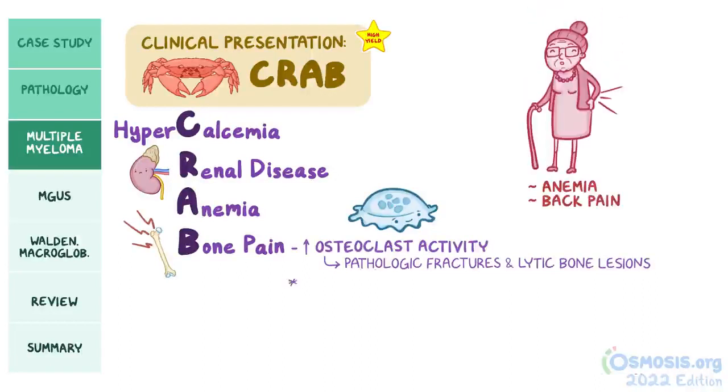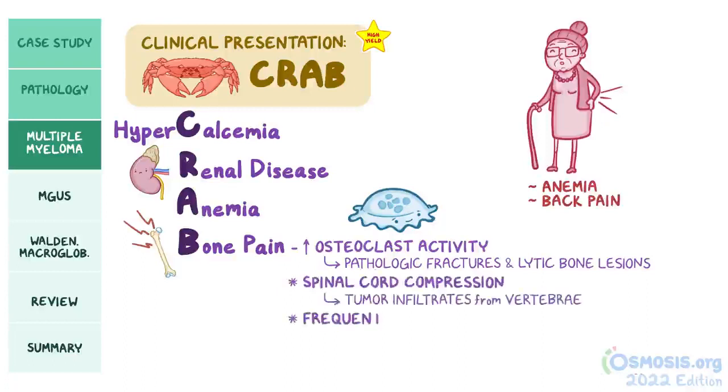Other manifestations include spinal cord compression if the tumor infiltrates from the vertebrae, and frequent infections, because although the tumor is making lots of immunoglobulins, they are not functional immunoglobulins, and so they are not useful in fighting infections.